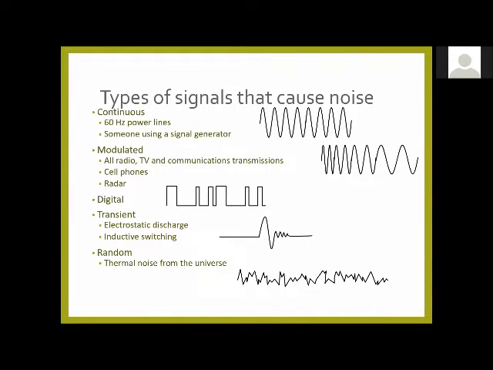A continuous signal, you can think of a signal generator, 60 hertz power lines. Modulated signals: all radio, TV, and communications transmissions are modulated. Cell phones, radar, digital signals. There are transient signals. Those are exciting. Electrostatic discharge is transient. So is switching. And of course, one of my favorites, the thermal noise from the universe, which we listen to find out if somebody else is out there.